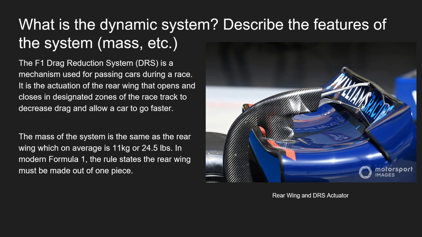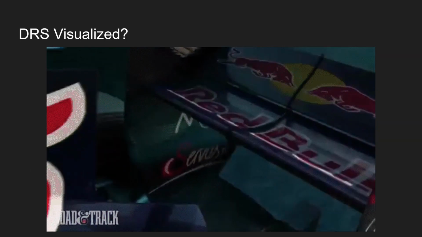It is the actuation of the rear wing that opens and closes in designated zones of the racetrack to decrease drag and allow a car to go faster. The mass of the system is the same as the rear wing, which on average is 11 kilograms or 24.5 pounds. In modern Formula One, the rule states the rear wing must be made out of one piece.